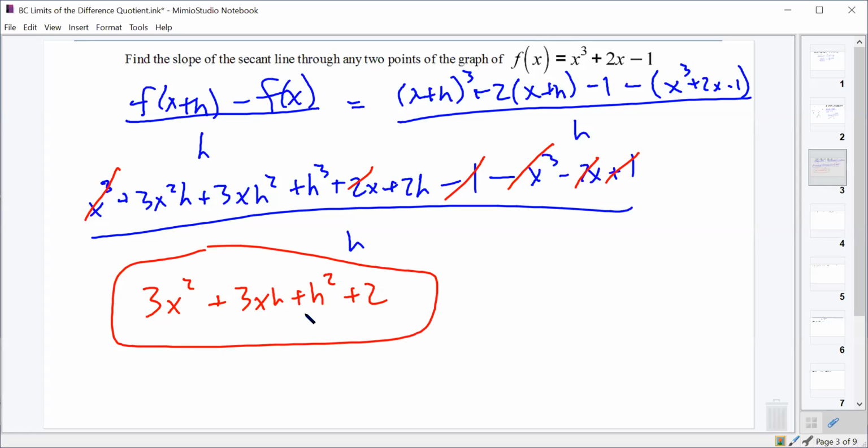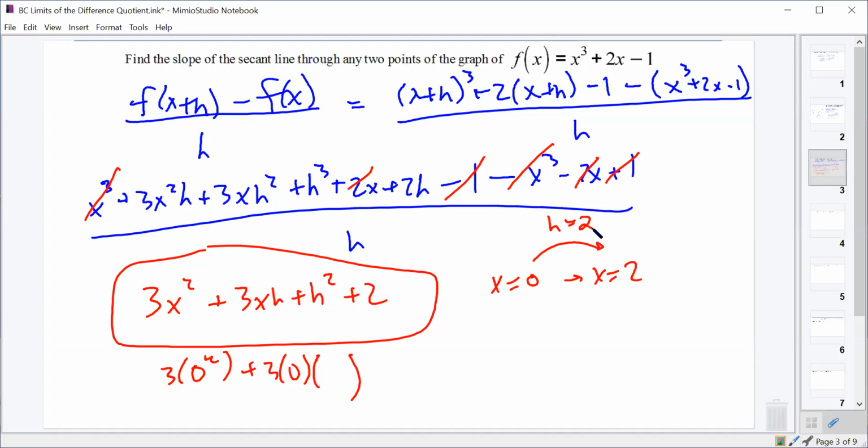So if I was looking for the slope of the secant line between the points at x equals 0 and x equals 2, we just plug in the 0: 3 times 0 squared plus 3 times 0, and we have to find h. So if we're going from 0 to 2, that tells us that h is 2. So plus 2 squared plus 2 would give us 6. So the slope of that secant line is 6. Everybody good with that?